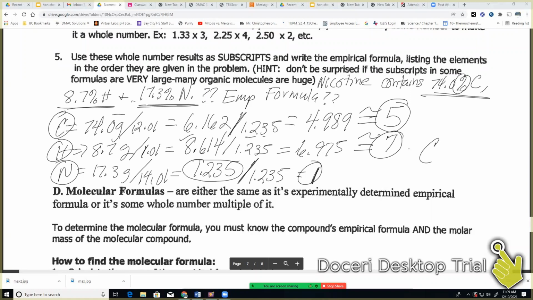So I'm going to start with my carbon, subscript of 5, hydrogen, subscript of 7, and nitrogen, subscript of 1, but we don't write a 1. So this would be left just like that. And that is my empirical formula for nicotine.